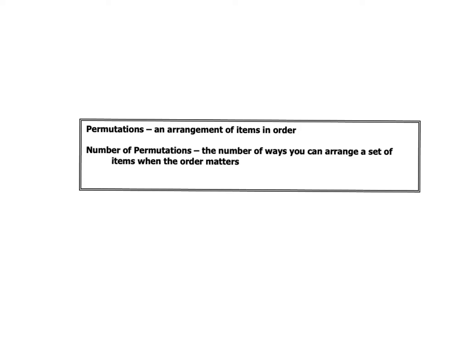In this lesson, we're going to learn about permutations. So what is a permutation? A permutation is an arrangement of items in order. And the number of permutations is the number of ways you can arrange a set of items when the order matters.